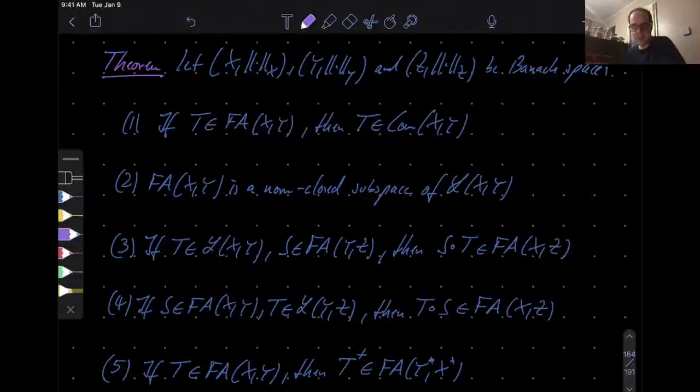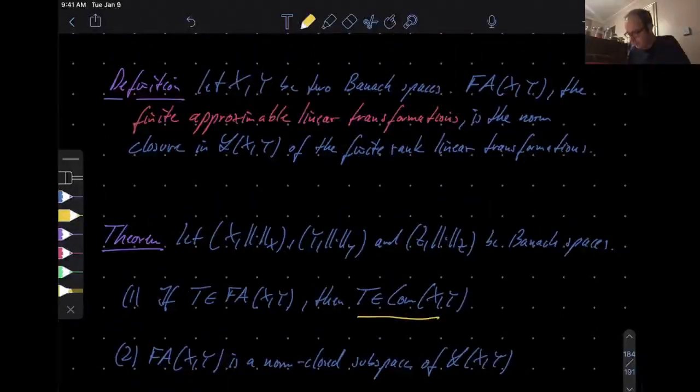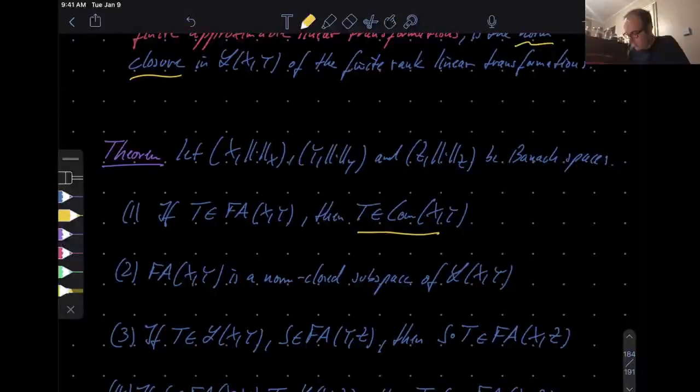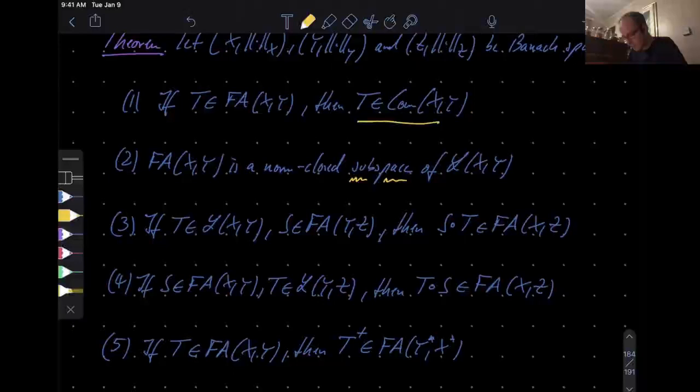So first off, you have three Banach spaces, X, Y, and Z. And then if you have something, either a finite rank or the norm limit of a sequence of finite rank linear transformations, then this is also going to be compact. That's not surprising. Property number two, Fa is a norm-closed subspace. Well, norm-closed is built into the definition. It's written there, it is the norm closure, so that doesn't need any further justification. What needs to be justified is whether it is a subspace. So taking two elements in there, forming a linear combination, is that still going to be in Fa(X,Y), or are we going to fall out of it? I will show it in a minute.